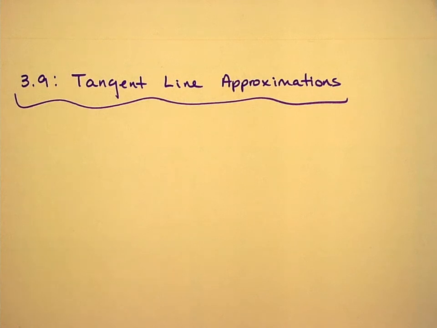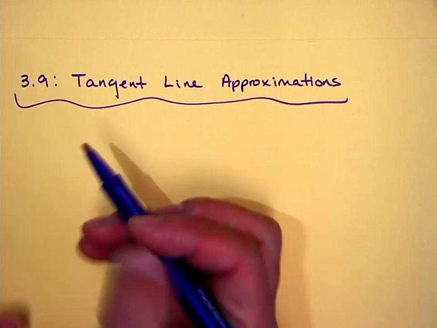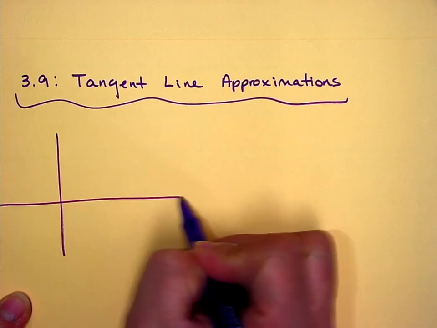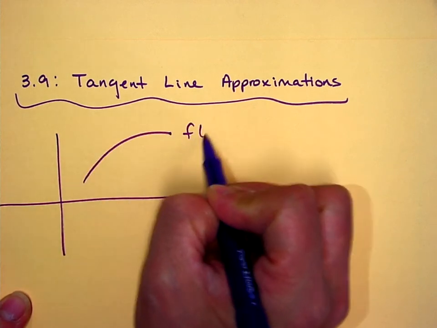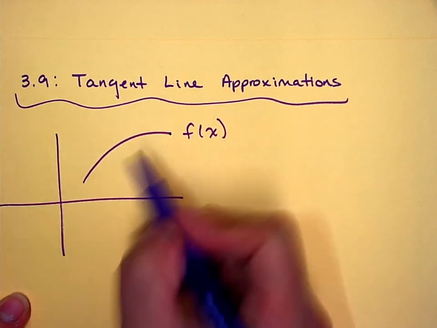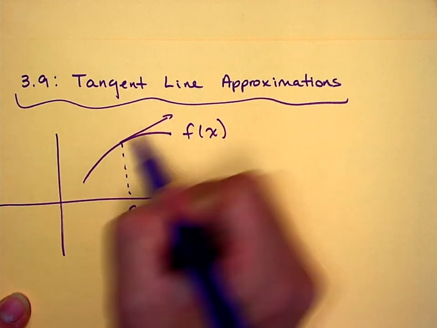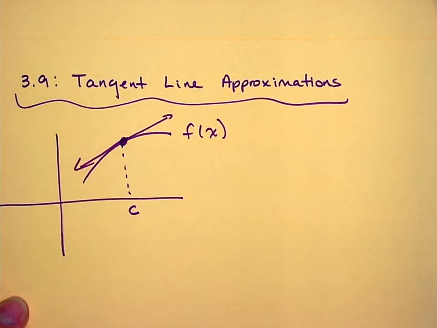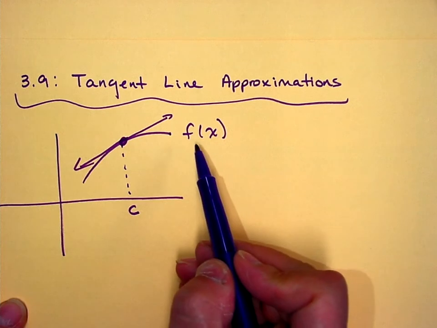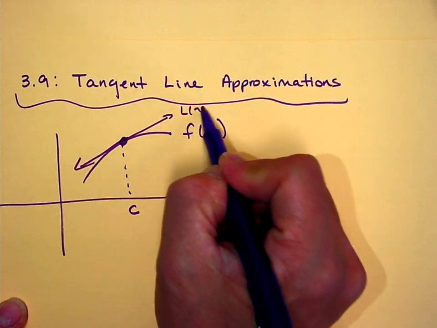Today's lesson is on tangent line approximations, and the goal of this video is to use a simple function such as a line to approximate a more complicated function. The idea is if you have a function, let's say this is f of x, if you can draw a tangent line at some point C, so here's the point C and here's my tangent line. Obviously at this point C, the function and the line, which we'll call L of x, have the exact same value.